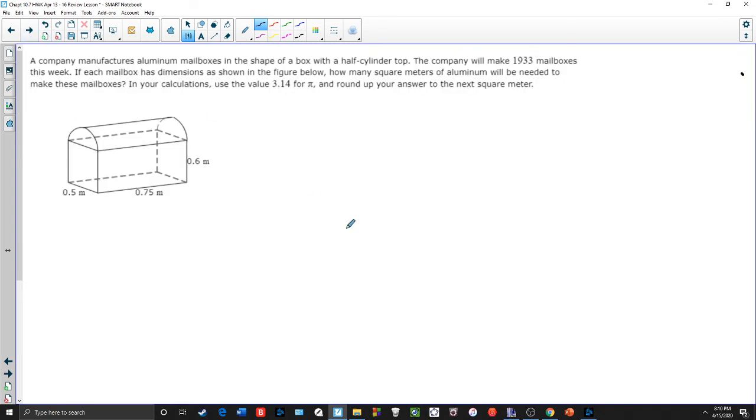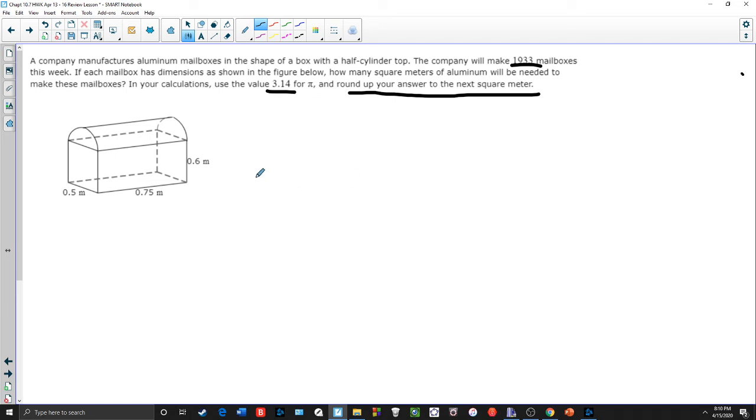And the last one here, we have this sort of composite 3D figure. So it's made up of a rectangular prism, like down there, and then a half cylinder on top. It says that this is the outline for a mailbox. It's made of aluminum. They're going to make 1,933 mailboxes. And it says each mailbox has these dimensions. How many square meters of aluminum will be needed to make these mailboxes? And it says use 3.14. Round up your answer to the nearest square meter.